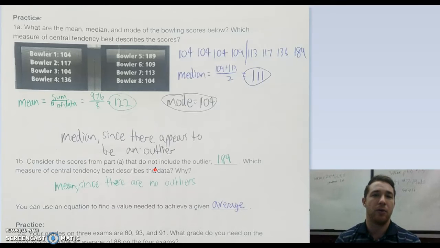It would become the mean, or the average, because you don't have any more outliers, and that could describe the middle of your data a little bit better. So again, no outliers, you want to go with mean. If there are outliers, you would go with median.